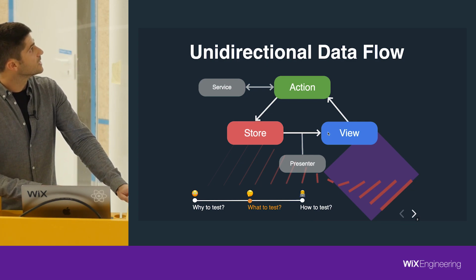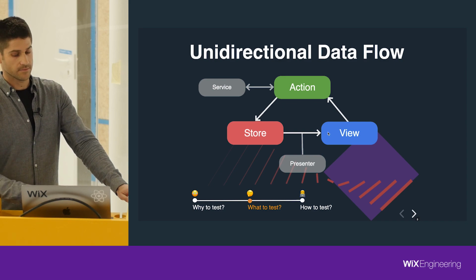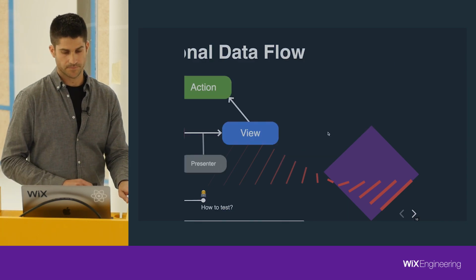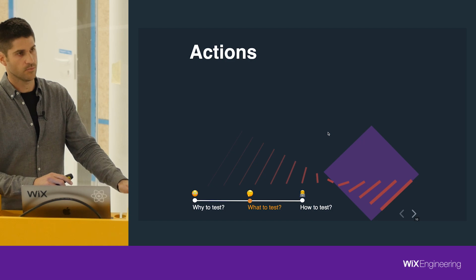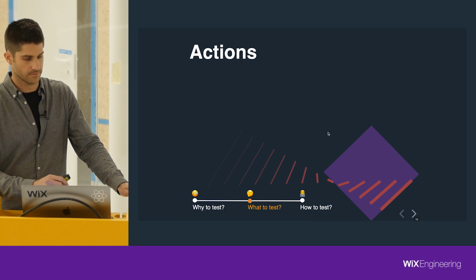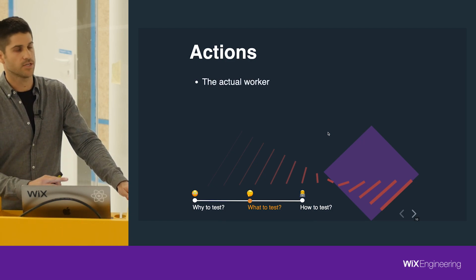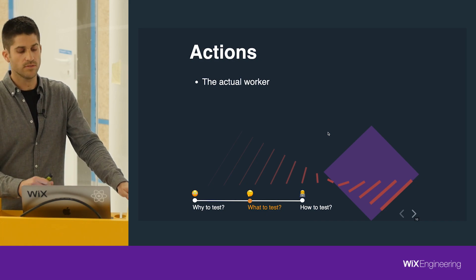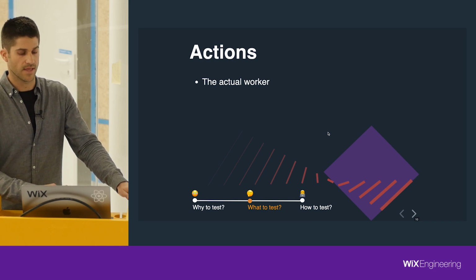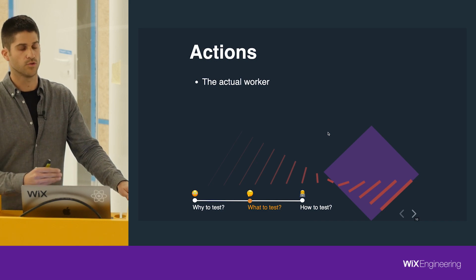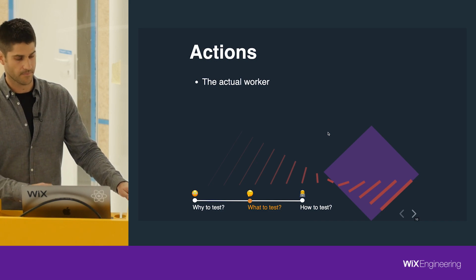Let's explain each part and what to test in each part. So we have the action. What are actions? The action is the actual worker. The code inside an action is the actual code that's doing the business logic.